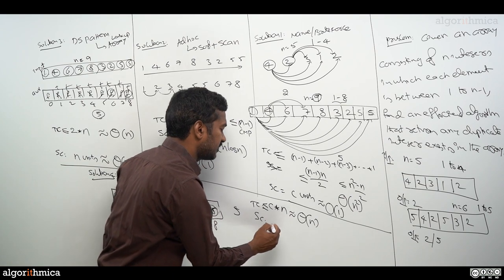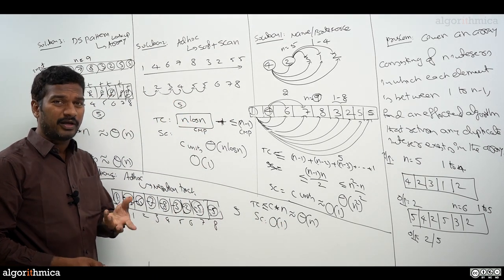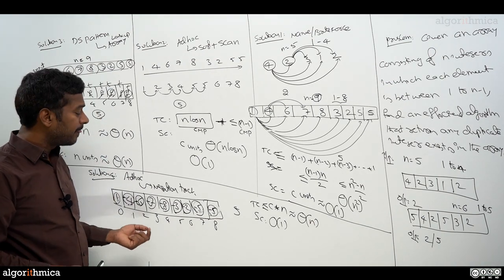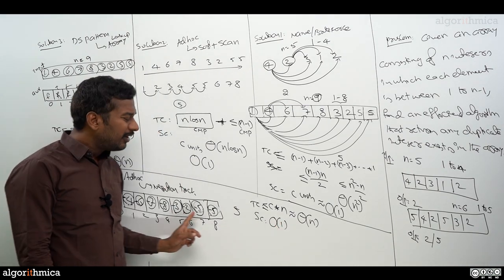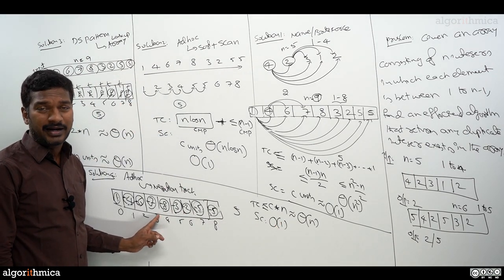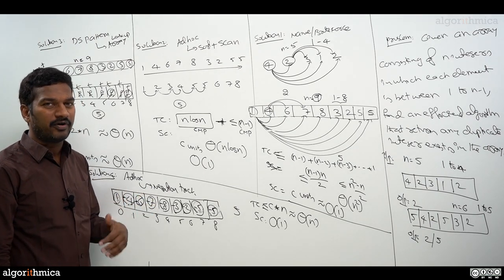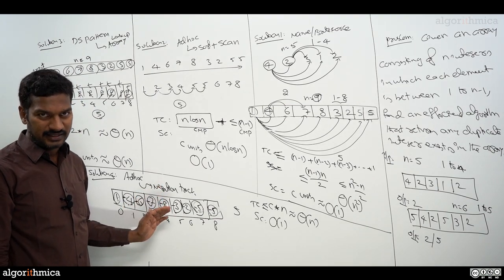Space is going to be constant because we are not using extra space here. A few variables are enough, so C is constant units anyway. That's where space is going to be theta of 1 here. But the only issue to make this possible in practice is that the array should be mutable, meaning we need to allow the array to get modified. If the array is not possible to mutate, then this solution doesn't make any sense.